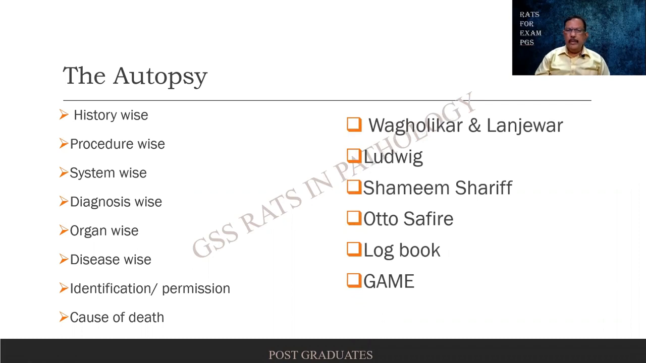And there is a beautiful list of books which have stood the test of time. Vagholikar and Lagervar. It has come out recently. Ludwig, a beautiful book. Shamim Sharif, Autopsy Affair. Your own logbook is important for you to follow, because in that the various systems and the organ details will be there. Gamble is one that I have recently added to the list.